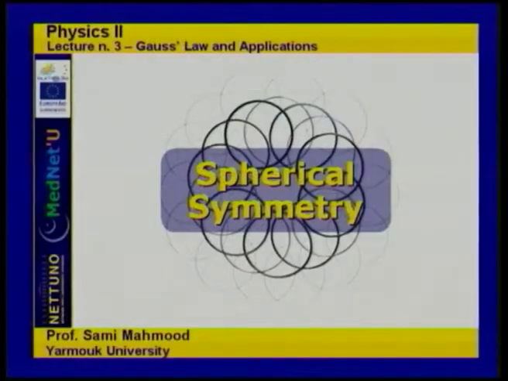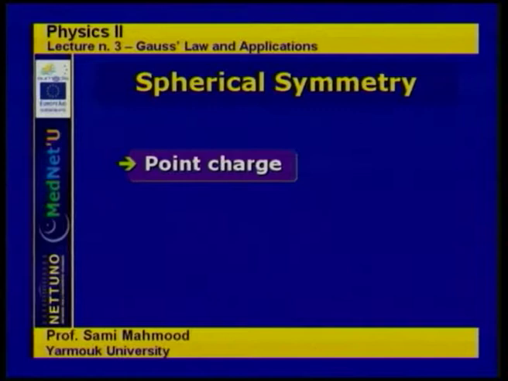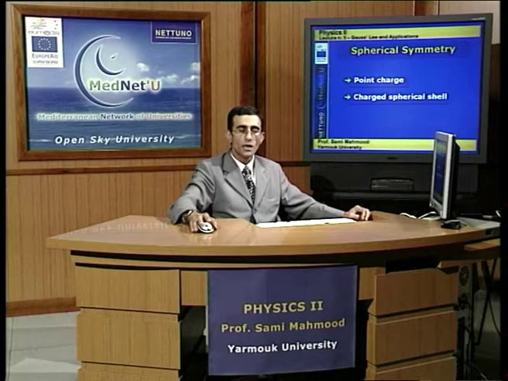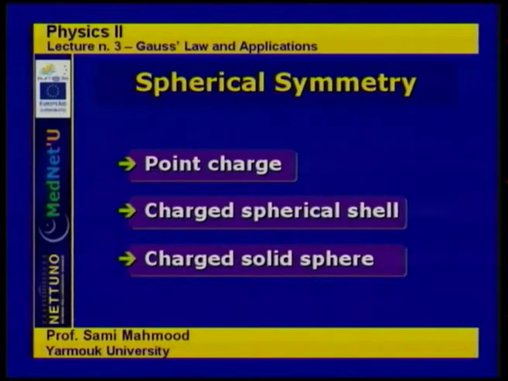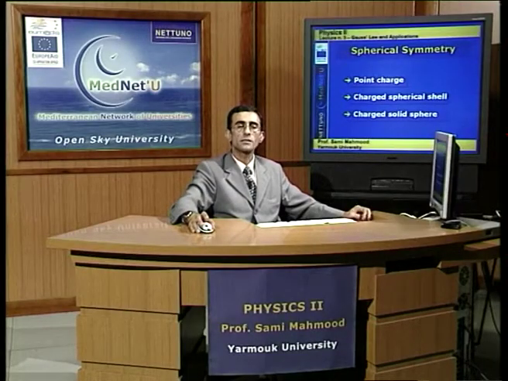Now, the third type is the spherical symmetry. And in spherical symmetry, we ask ourselves, what are the problems which have spherical symmetry? One of them, the simplest, is the point charge, where the point charge is at the center of a sphere, so it has spherical symmetry. Also, a spherical shell has spherical symmetry, or a solid sphere itself has spherical symmetry. So a sphere or a spherical shell or a point charge, all of them have spherical symmetries.